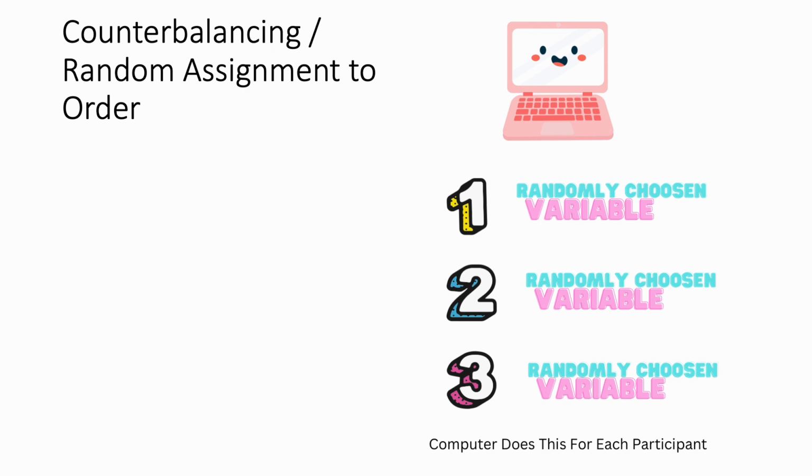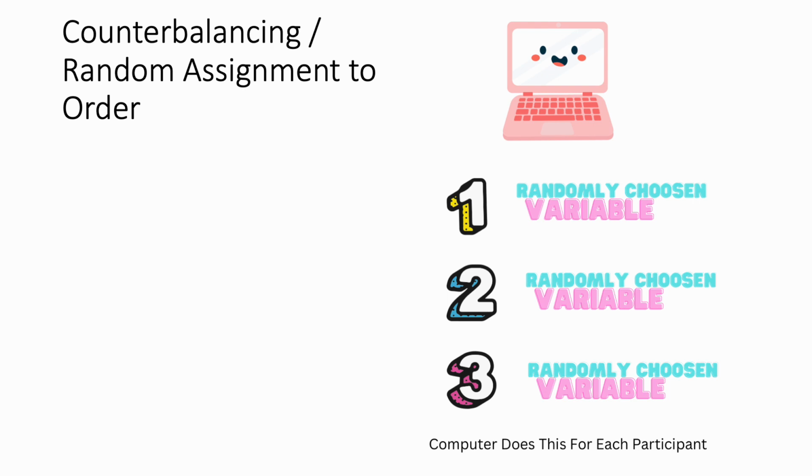That is, some participants complete variable 1 first, some complete variable 1 second, some complete variable 1 third, some complete variable 2 first, second, and third, variable 3 first, second, and third. This is often called counterbalancing, or sometimes it's just stated as the order of measures was randomly determined. Now that's computer coding stuff. They don't exactly mean the same thing.